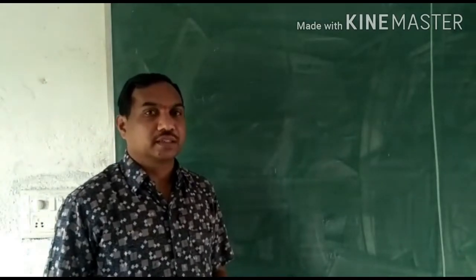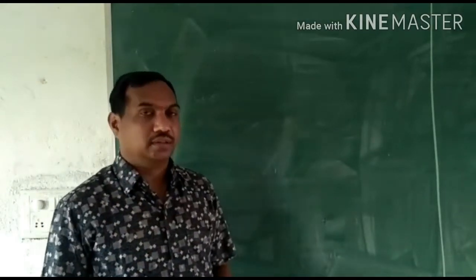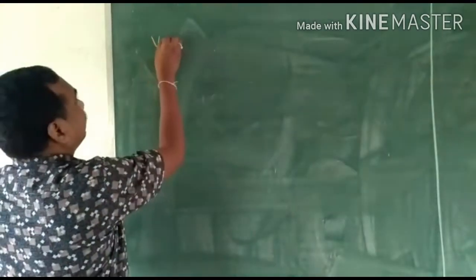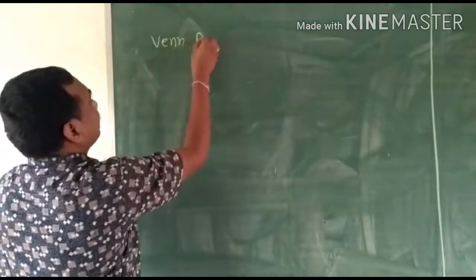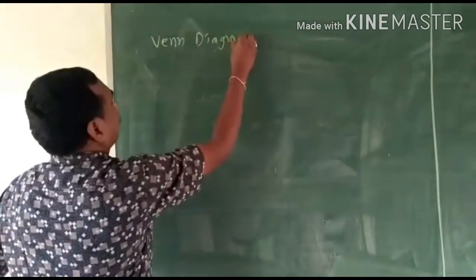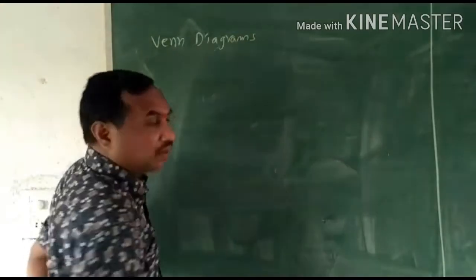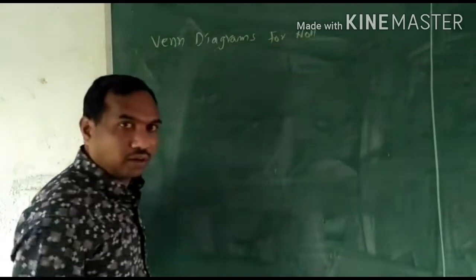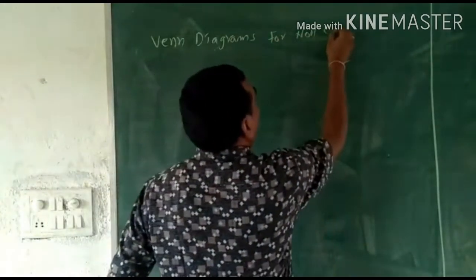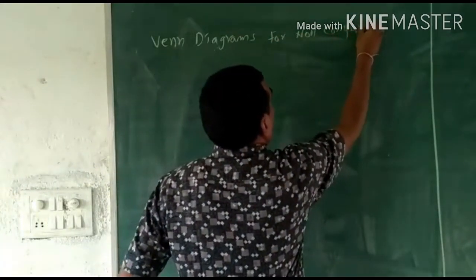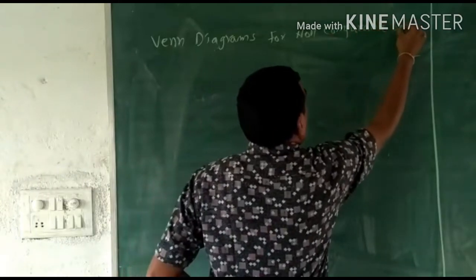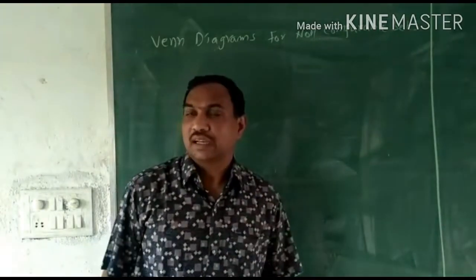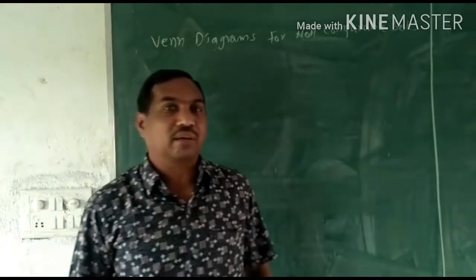Today we discuss the Venn diagrams for non-comparable sets. In previous class, we discussed Venn diagrams for comparable sets.